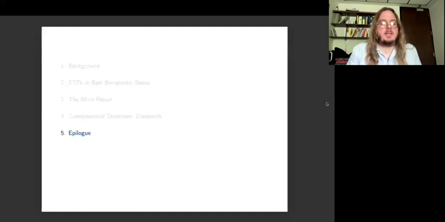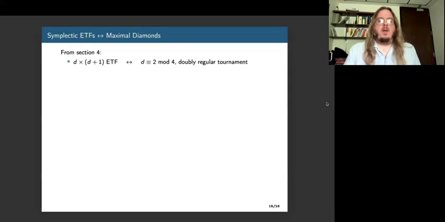Okay, so in this last section, which I'm calling the epilogue, what I want to do first is expand upon what we just talked about, this combinatorial structure. That'll be this first slide. And then in the last slide, I'm going to give what I promised you at the beginning, which is this connection to complex ETFs. So first, let's talk about this maximal diamond business.